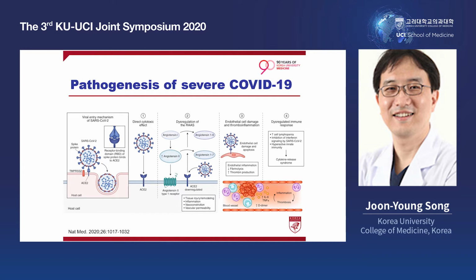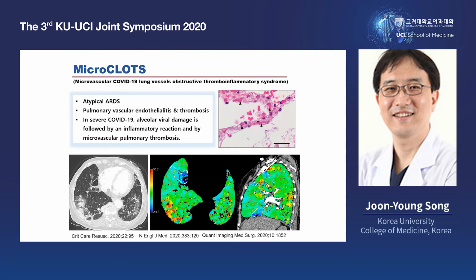Looking at the pathogenesis of SARS-CoV-2 infection, in addition to the direct cytotoxic effect by SARS-CoV-2 virus, renin-angiotensin-aldosterone system (RAS) dysregulation by ACE2 receptor depletion, SARS-CoV-2 virus-induced endothelial cell damage related thromboinflammation, and immune dysregulation are three main mechanisms for this progression by SARS-CoV-2 virus infection. One of the serious pulmonary complications seen in patients with COVID-19 is microclot, which causes thromboinflammation of lung microvessels.